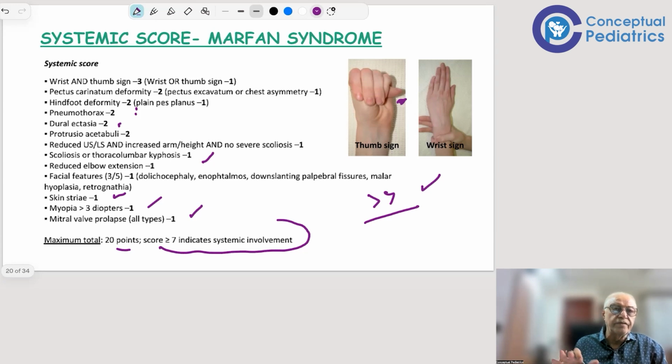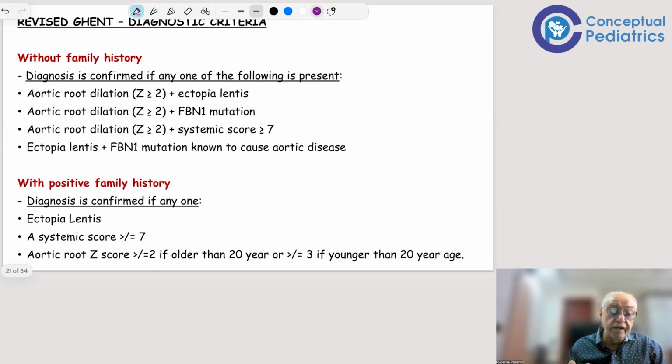You can go down, and importantly, of course, there is increased elasticity and a differential diagnosis. Of course, the closest differential diagnosis will be Ehlers-Danlos syndrome. In Ehlers-Danlos syndrome also there is increased elasticity, so that is one possibility. Of course, in Ehlers-Danlos syndrome, you will not have a picture of ectopia lentis, and the FBN1 mutation will not be there. So those things are there.